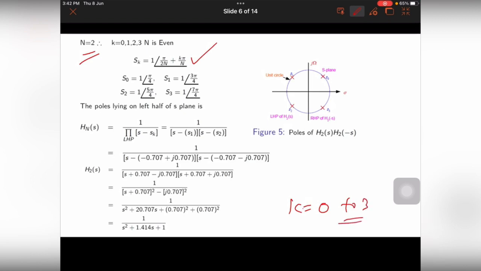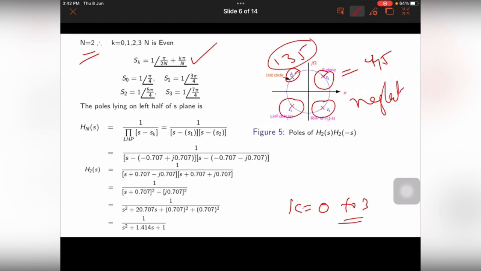Out of 4 poles, one pole is at 45 degrees. That is positive, we are neglecting. The second pole is at 135 degrees. That is negative, the second quadrant we are considering. The third pole is at 5 pi by 4, and the fourth pole is at 7 pi by 4. Here you can observe S0 and S3 are located in the right half, whereas S1 and S2 are located in the left half. Out of 4 poles, we are considering only S1 and S2, and S0 and S3 are neglected because they are located in the right half of the S plane. So once you know that, consider the poles S1 and S2.